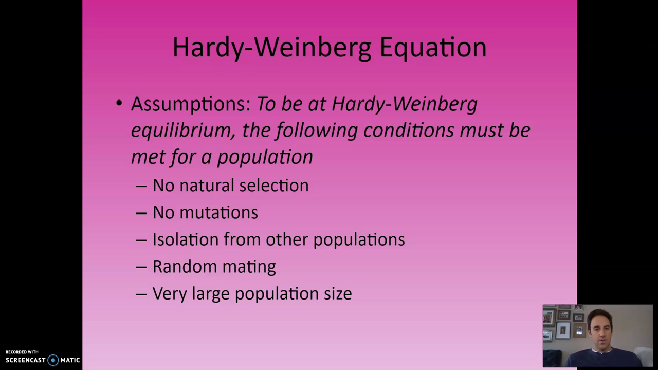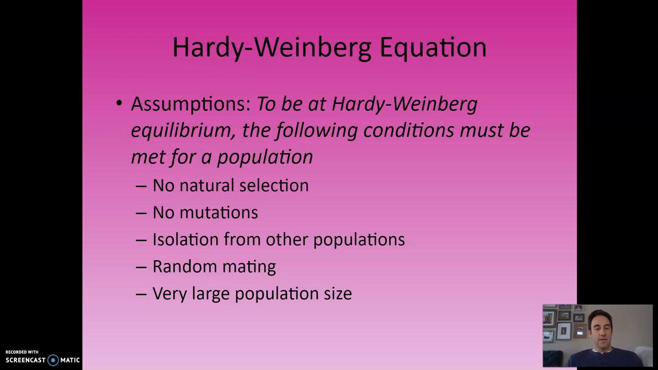And you definitely want to write these down and understand these 5. So to be at Hardy-Weinberg, the following 5 conditions must be met. Number 1, no natural selection. Number 2, no mutations. Number 3, isolation from other populations. Number 4, random mating, none of this choosing partners business. And then number 5, a very large population size.